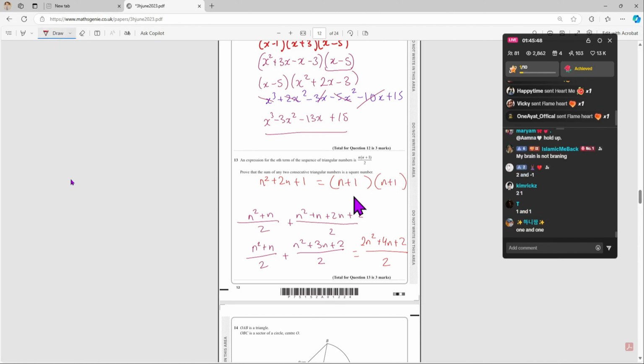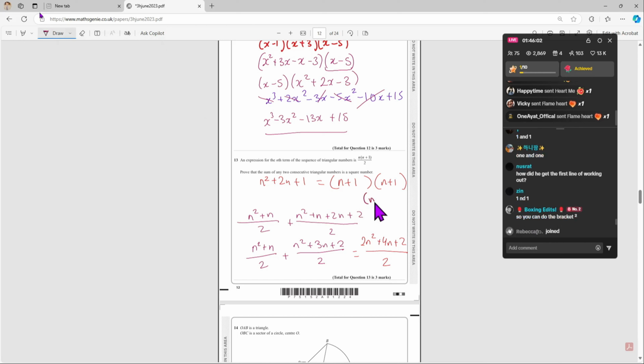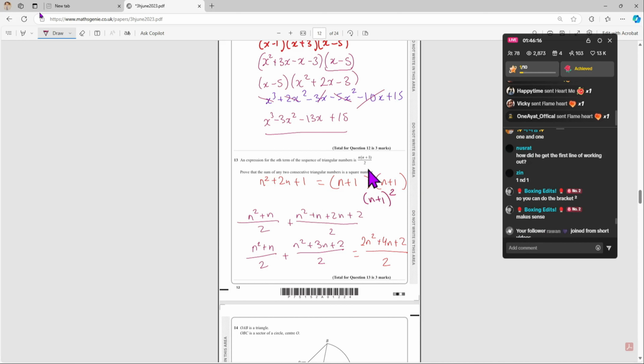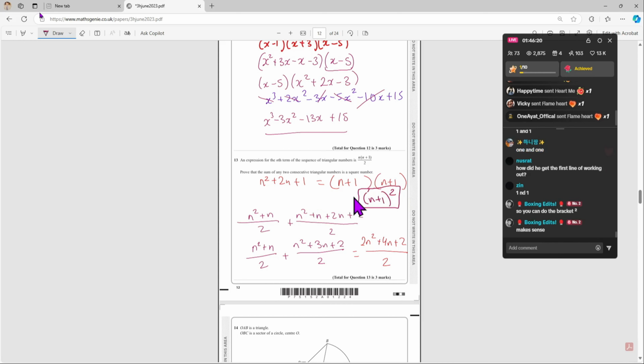And guys, guess what? They are the same. They are the same bracket, right? Now, if they're the same bracket, that means we could write it as n plus 1 squared. And that is literally proving our answer, because it says prove that the sum of any two consecutive triangular numbers is a square number. And guess what? We got a bracket with a square. That means it's going to be a square number.